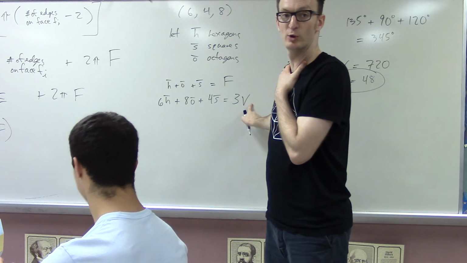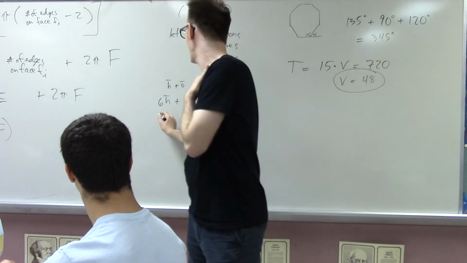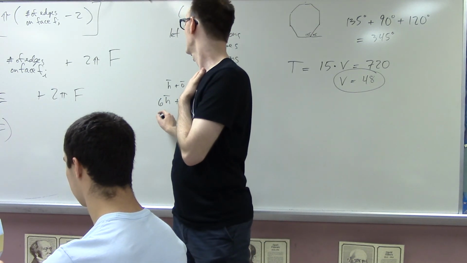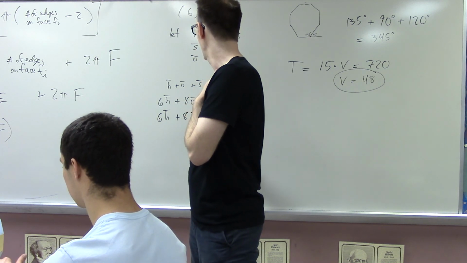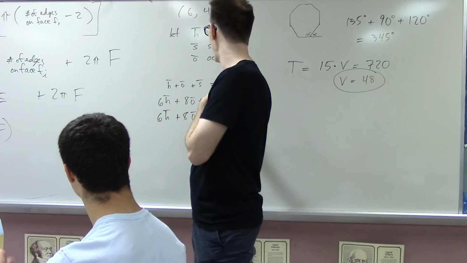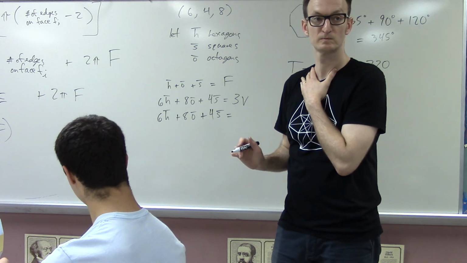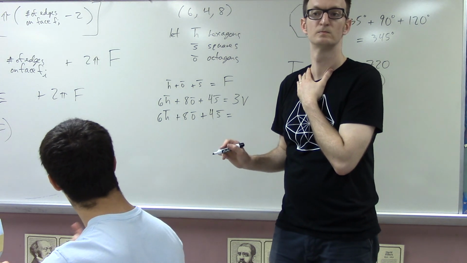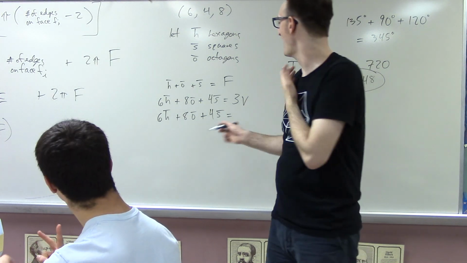So that's pretty cool. Okay, now let's do the same thing with edges. If I'm counting edges, there are 6 edges on every hexagon, 8 edges on every octagon, 4 edges on every square. But now what have I done with respect to edge counting? Double. Yeah, wait, is this hard?